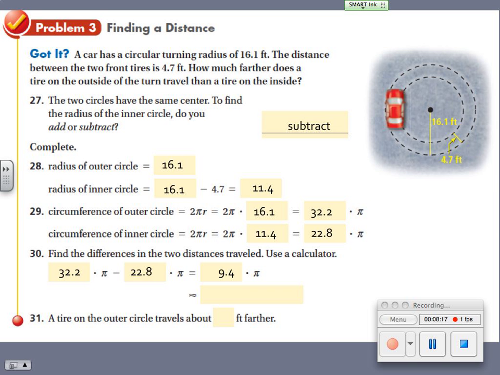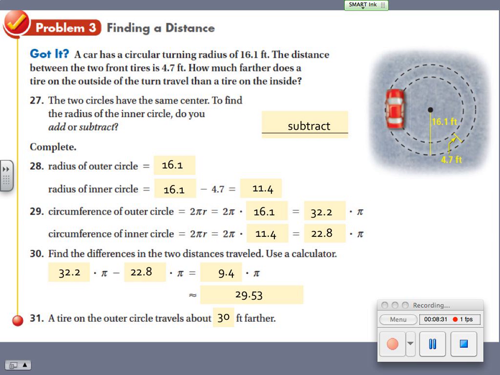Now this you need to figure out. 9.4 times 3.14 is 29.53. So a tire on the outer circle travels about 30 feet farther than the tire on the inside. That can add up over time.